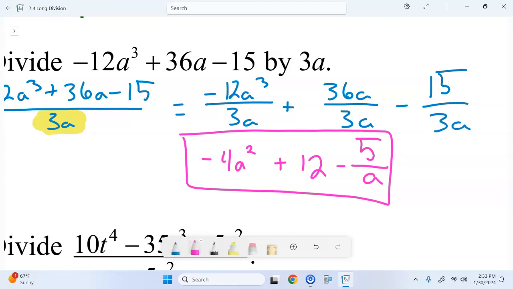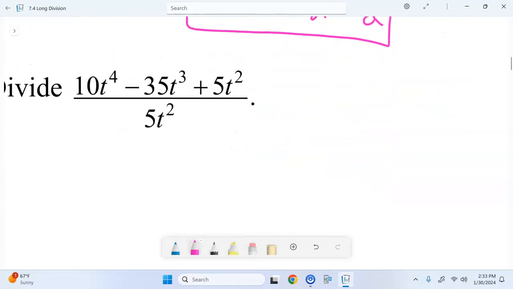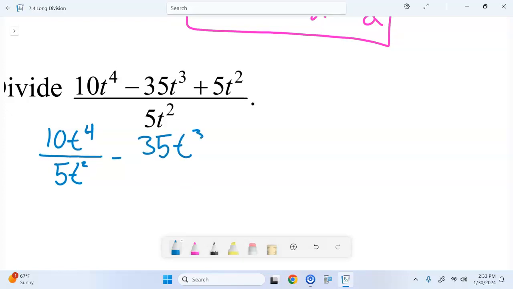So in a sense, it's very much the reverse of that adding that we were doing. Taking three rational expressions and adding them together over a common denominator, now we're just working backwards when we divide by that monomial. Let's write our three ratios. What's the first ratio going to be? What's the first term? 10t to the 4th over 5. Next one? Minus 35t over 5. Last one? Plus 1 over 5.